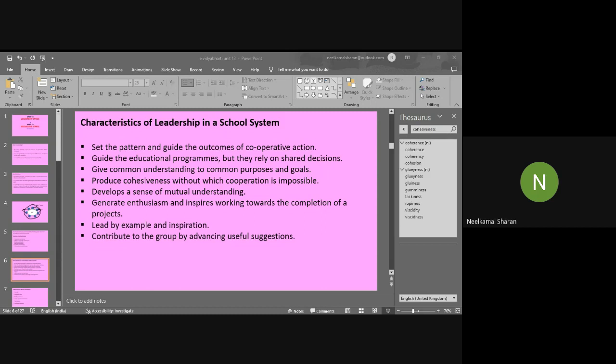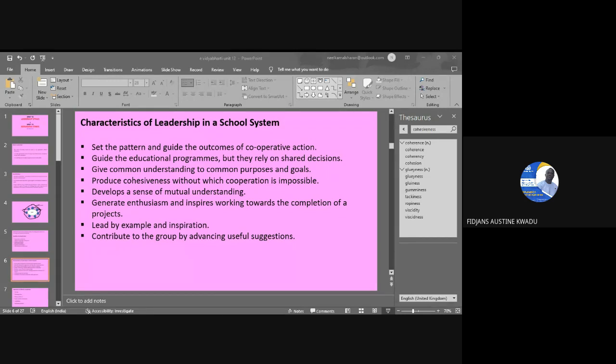The next characteristic is they produce cohesiveness, without which cooperation is impossible. They produce cohesiveness, meaning togetherness. They bring together all the members of the group, and without this, cooperation is impossible. Now, what do you mean by this cohesiveness? Tell me, what is cohesiveness? Anyone? What do you mean by cohesiveness?